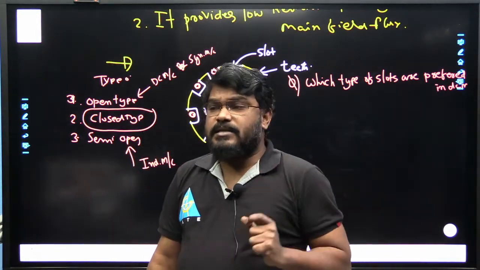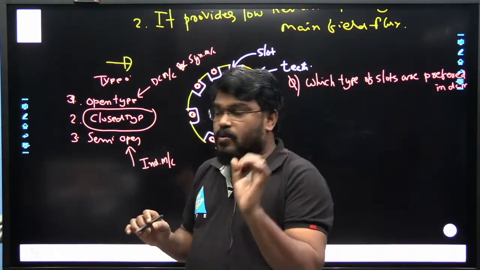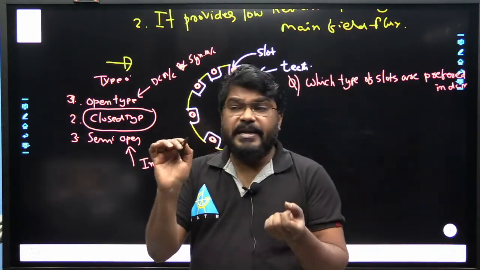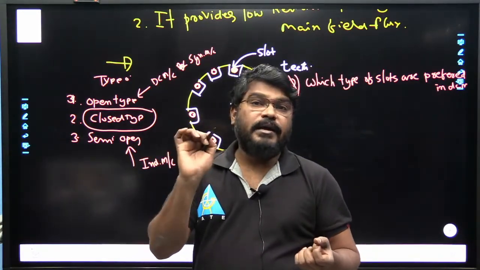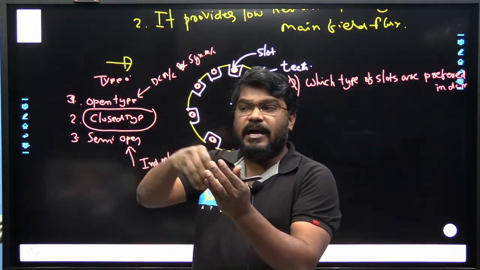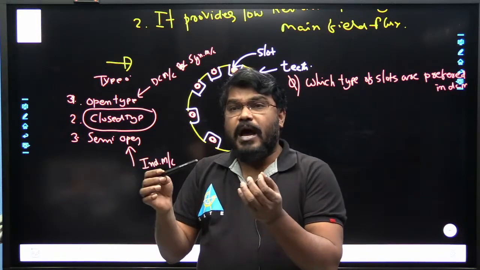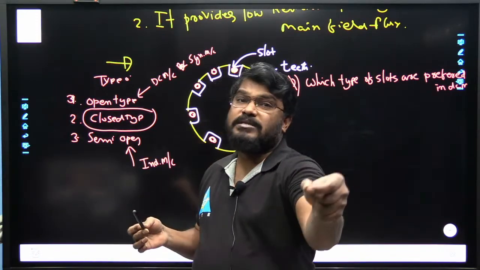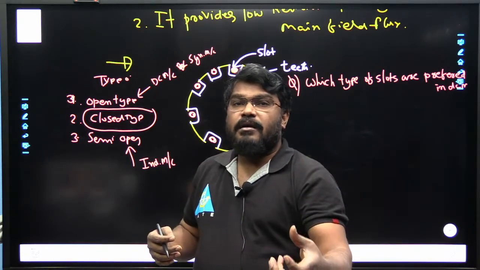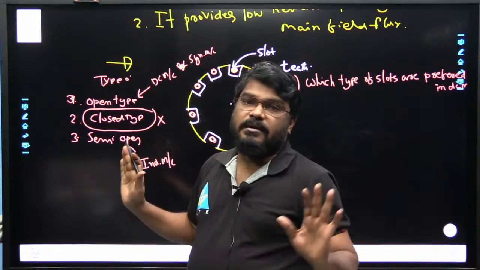So what is the reason here? Suppose the slot is closed, like this. It is very difficult to insert the conductor into the closed slots. But if it is open, then you can place the conductors directly into the slots. If it is closed, we have to insert the conductor into the slot. So the placement of the winding is difficult in closed type slots. That's why we cannot use these slots in any electrical machine.